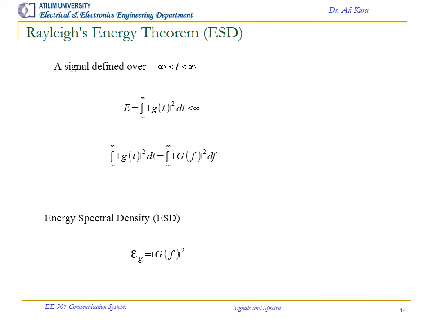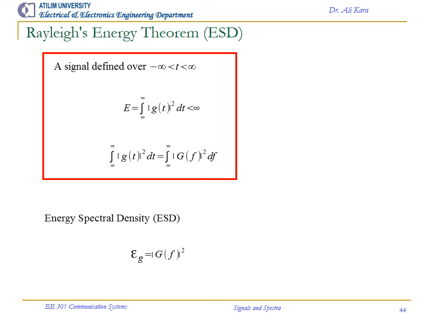Rayleigh's energy theorem, ESD. If capital E, the energy of signal g of t, is a finite number, then the following integrals are equal to each other. The integral from -infinity to +infinity of the square of the absolute value of g of t, integrated with respect to t, and the integral from -infinity to +infinity of the square of the absolute value of capital G of f, integrated with respect to f.